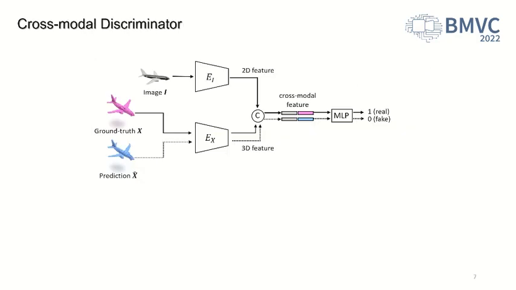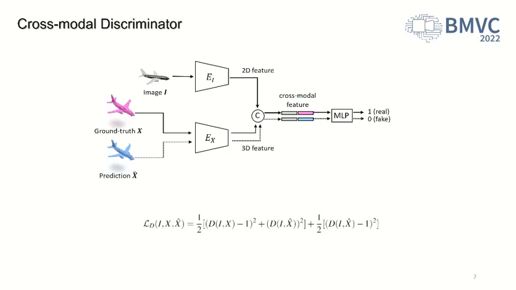Now let's move to the discriminator. Basically, it starts with encoding 2D and 3D features by the domain-specific encoders, E_I and E_X. After concatenation, the cross-modal features are fed into MLP layers to output a value. It's expected to be 1, which means real samples, if the 3D features come from the ground truth X. On the other hand, it's expected to be 0, that is fake samples, if the prediction X hat is input.